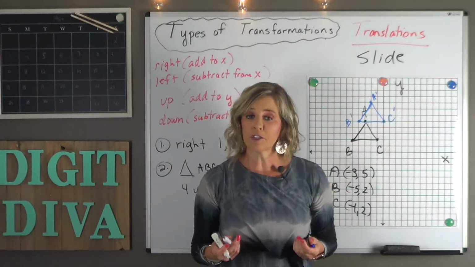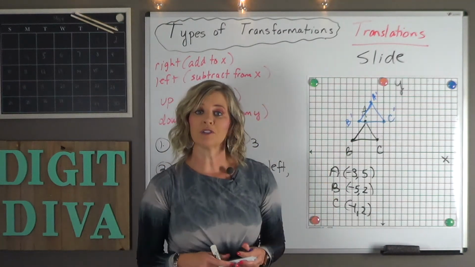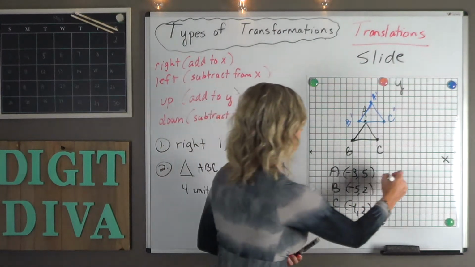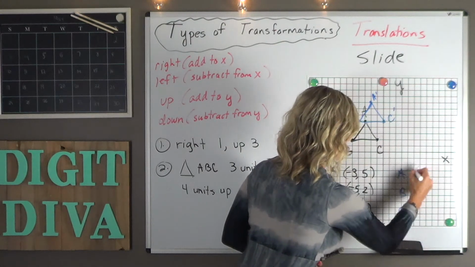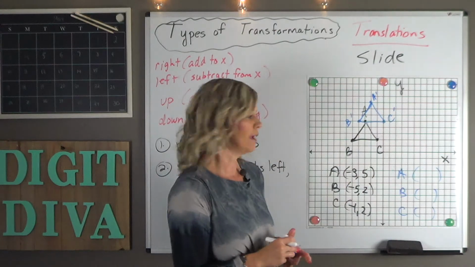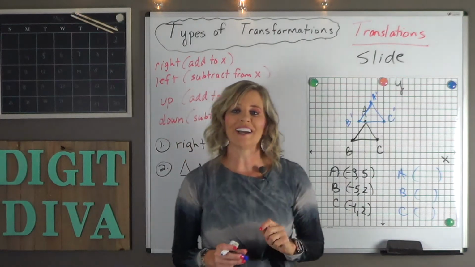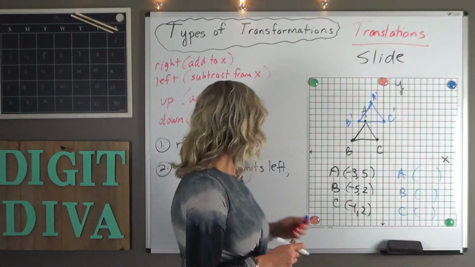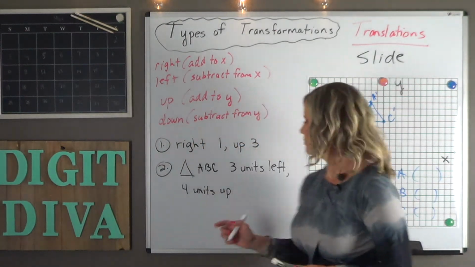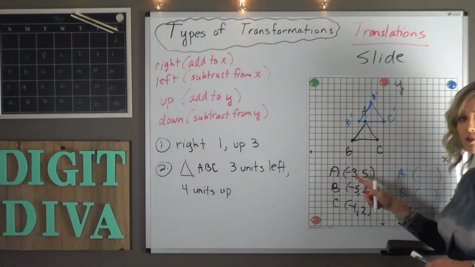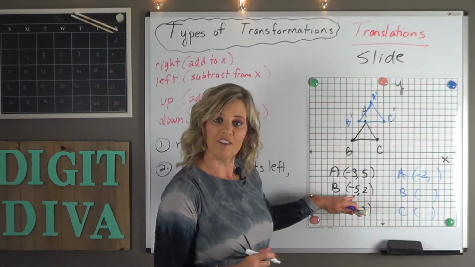Now, if your teacher does not want you to graph the new image, you can simply give the ordered pairs, and sometimes they'll just ask you for the new ordered pairs. Instead of graphing, you can just use the rule, okay? If you're moving right, you add to x. If you're moving left, you subtract from x. If you're moving up, you add to y. If you're moving down, you subtract from y. So our problem said right 1. What that means is we're going to add 1 to every x value. So -3 plus 1 would be -2. Okay, -5 plus 1 would be -4.